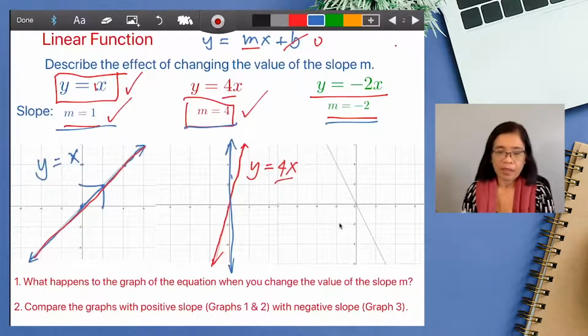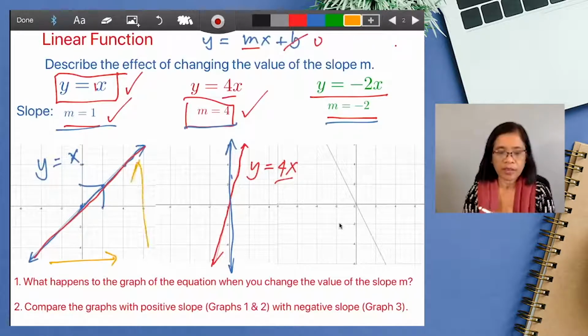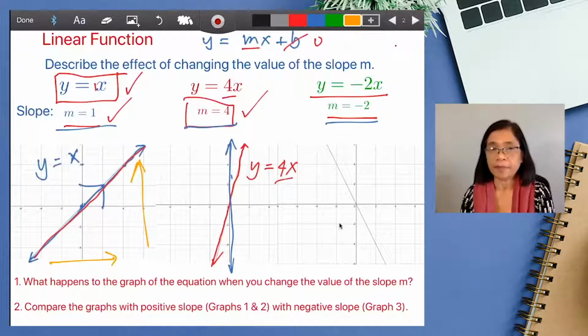Okay, so the first two lines, notice that as x increases, y is also increasing. So this is the case when the line is rising. Okay, this is inclined to the right. Same here, as the value of x increases, y also increases.